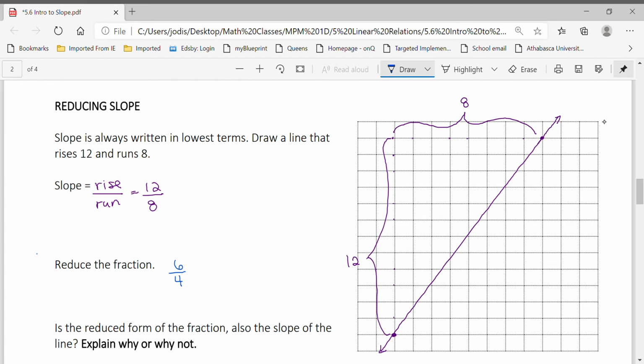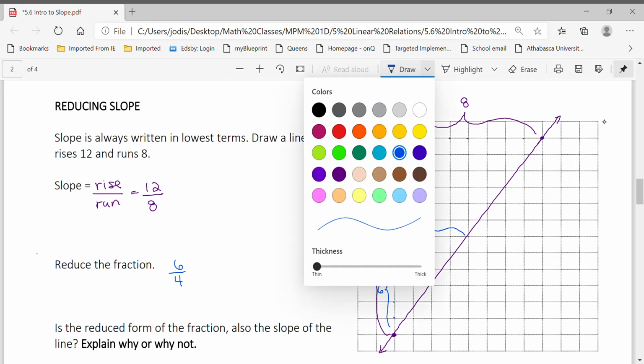So if we go from our original dot and go a rise of 6, so 1, 2, 3, 4, 5, 6, this would be for 6. And then if we go over 1, 2, 3, 4, it still works. We still have the same slope, even though our numbers for our rise and our run are actually different. It's still the same ratio.